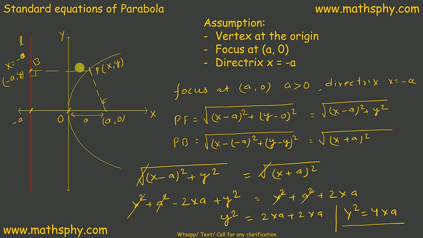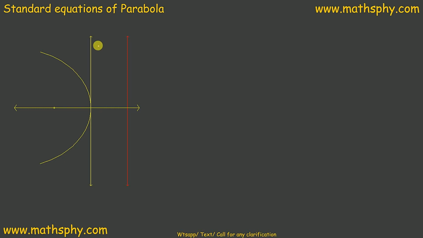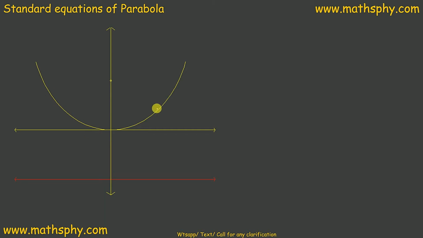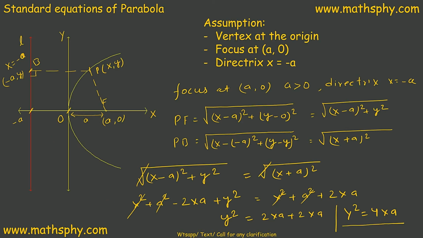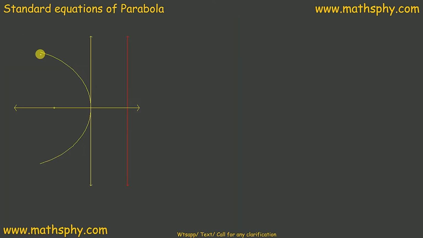Now you see, in the same manner, we can have this type of arrangement: a parabola opening at left, a parabola facing upward, a parabola facing downward. When the parabola was facing right, we got y square equals 4xa. Let's see what happens if the parabola is facing left.